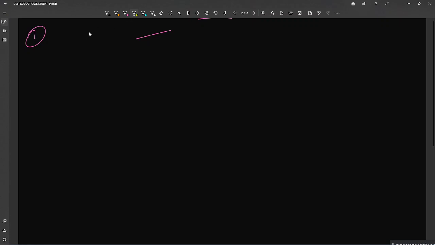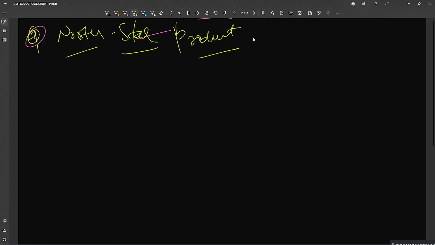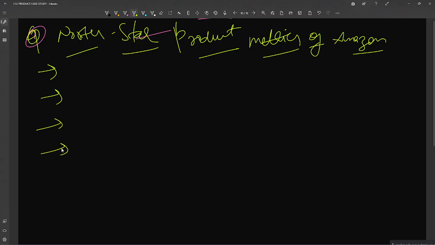Now let's discuss the product metrics. Although we have discussed them yesterday, just give me 2-3 north star product metrics. Fourth, let's discuss the north star product metrics. North star product metric for Amazon. Give me the top 4 north star metrics for Amazon. Please think and then try to answer.